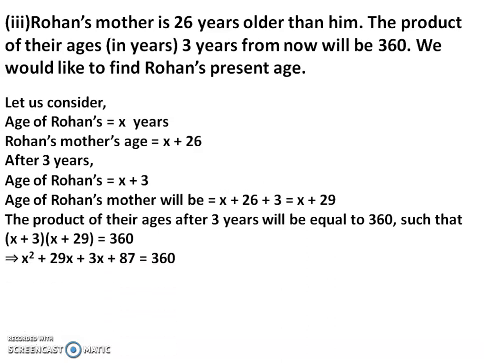Remove the bracket and show what is the exact quadratic equation. Here you can see this is the exact quadratic equation: x square plus 32x plus 87 minus 360 equal to 0. This is the quadratic equation which satisfies this question.